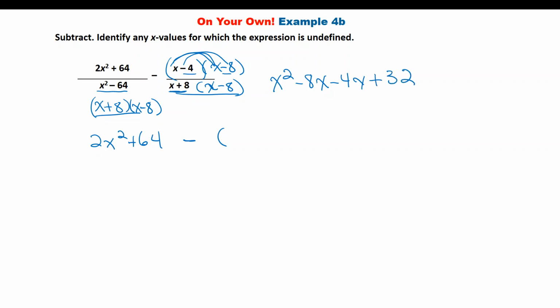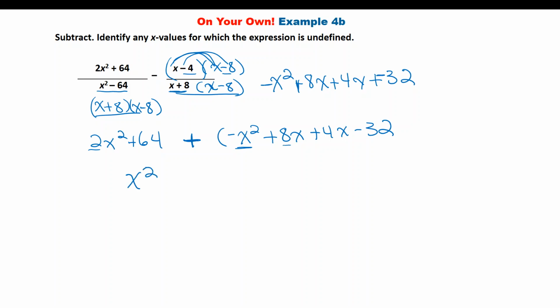Now, this was a subtraction, so I'm going to have to change all of my signs, okay? So I'm just going to go ahead and change this to addition and change all of my signs. And there they go. Okay, so now I have a negative x squared plus 8x plus 4x minus 32. Okay, so now I have to group all my terms together. 2 plus a negative 1x is just 1x squared.